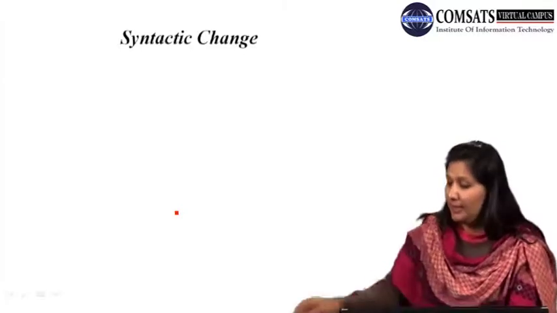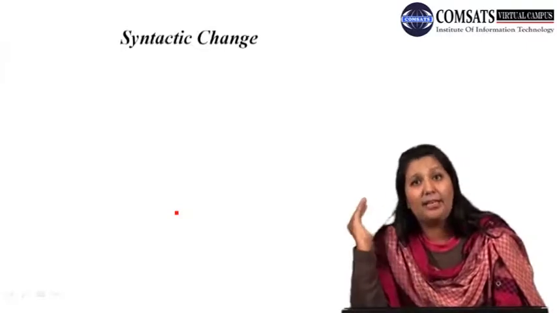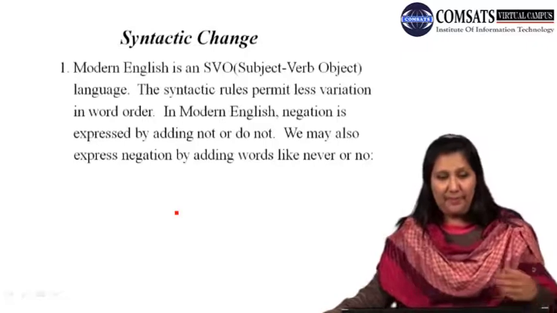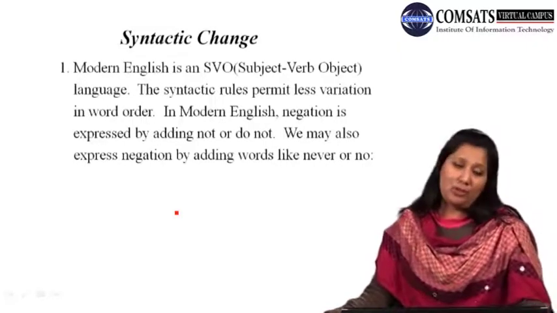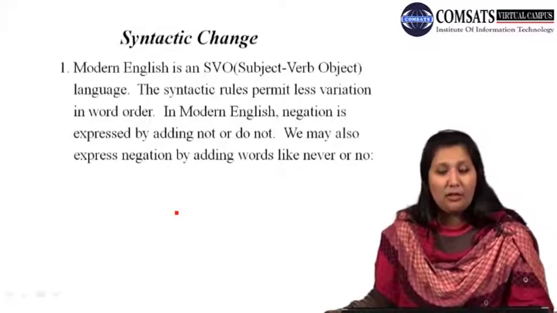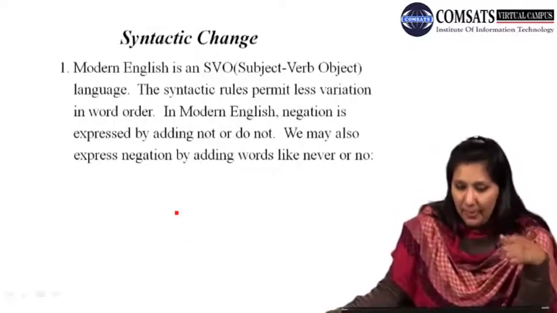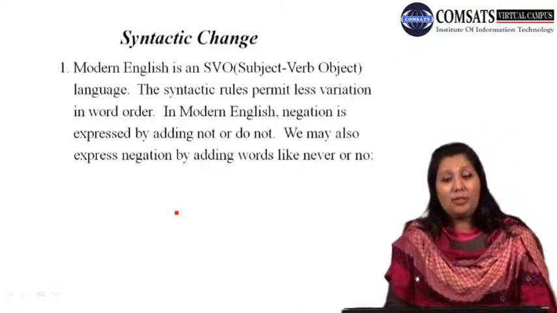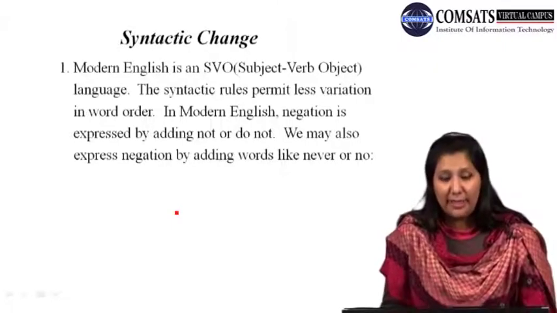Syntactic change. Before this we discussed the lexical and morphological changes, and now we are looking at the syntactical changes. Yes, Modern English is a subject-verb-object language, as all of us know. The syntactical rules permit less variation in the word order. The syntactic rules, all the grammatical structures, would permit less variation. There is not a lot of variation in the word order.